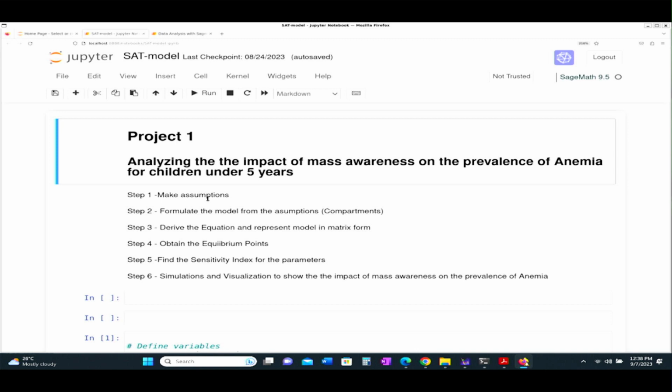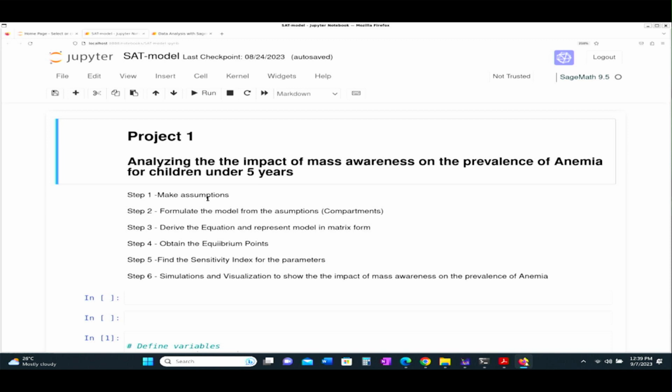Then you obtain the equilibrium point. Most times, what is the equilibrium point? The difference is equal to 0. The stationary point. We call it stationary points also.